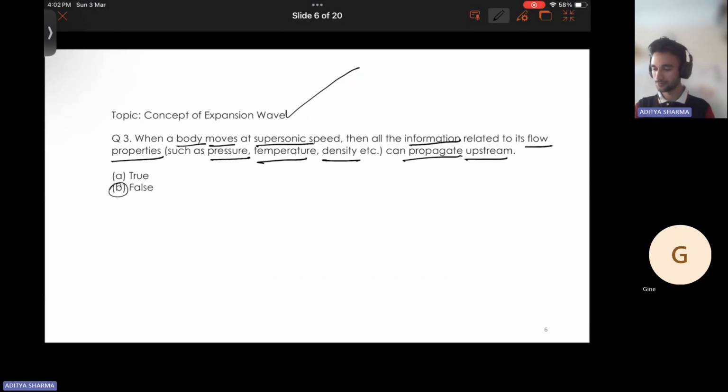So this was about question number three. It cannot propagate upstream, so that's why this statement is false. Okay, so let's move on to the next question.